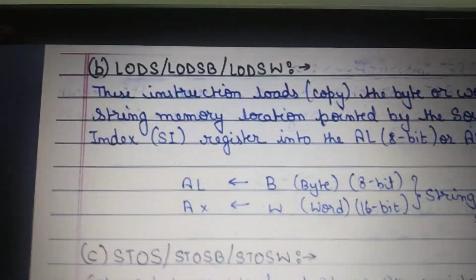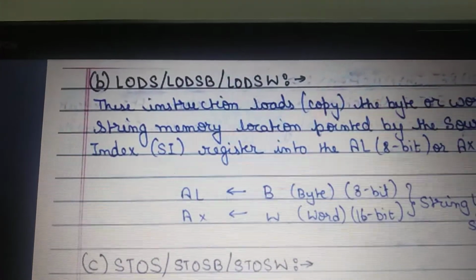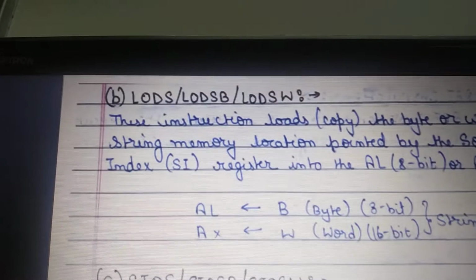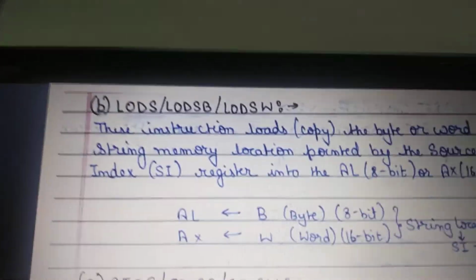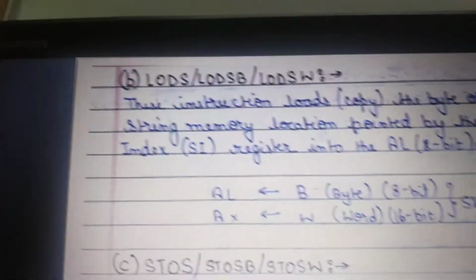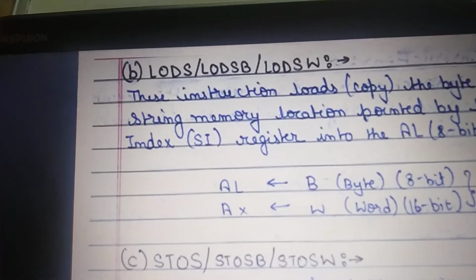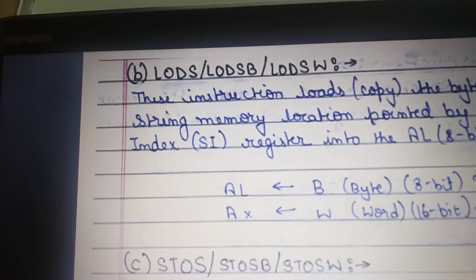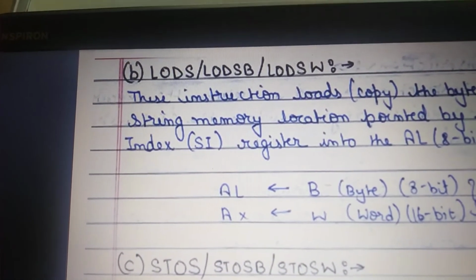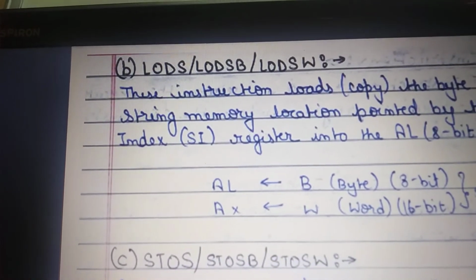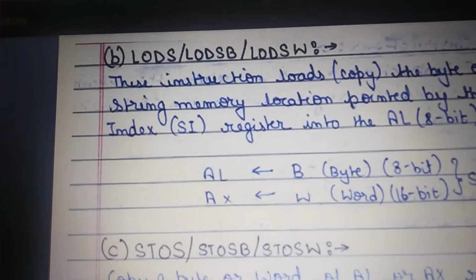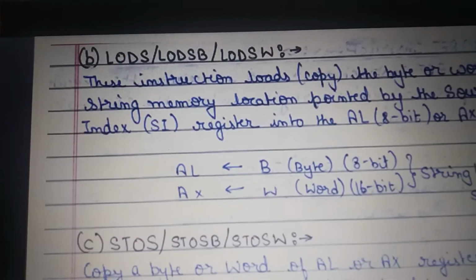Okay. So if we have to transfer 8-bit data, then it will be transferred into register AL, and if we have to transfer 16-bit data, that is a word, then it will be transferred to register AX. So this instruction is used to transfer a byte or a word from a memory location pointed out by the source index register into accumulator. If one byte is transferred, then it will be transferred to AL, and if a word is transferred, then it will be transferred into AX.